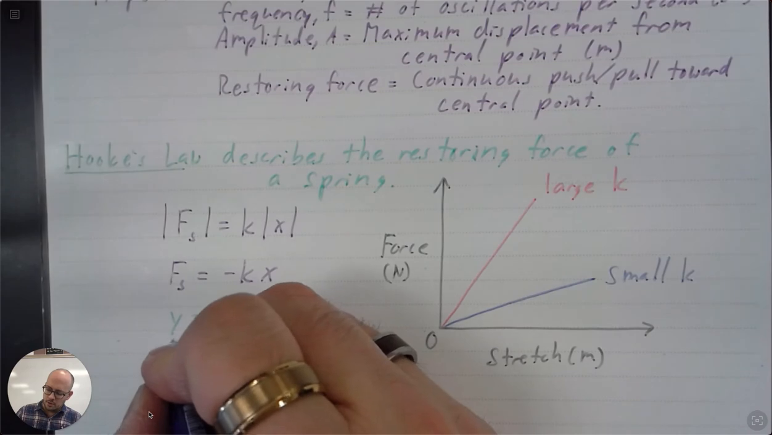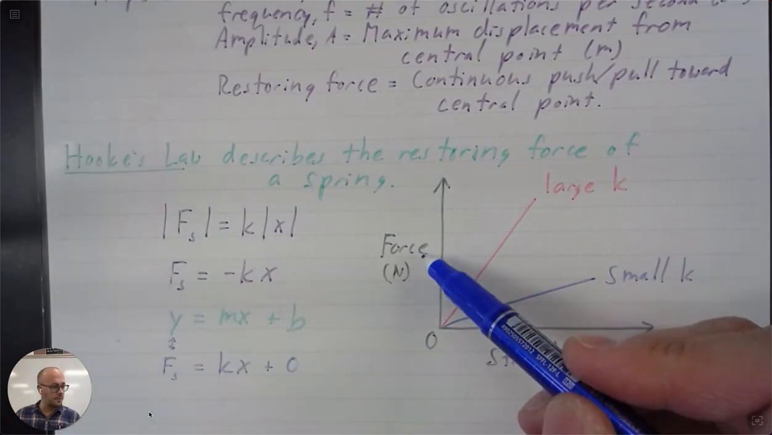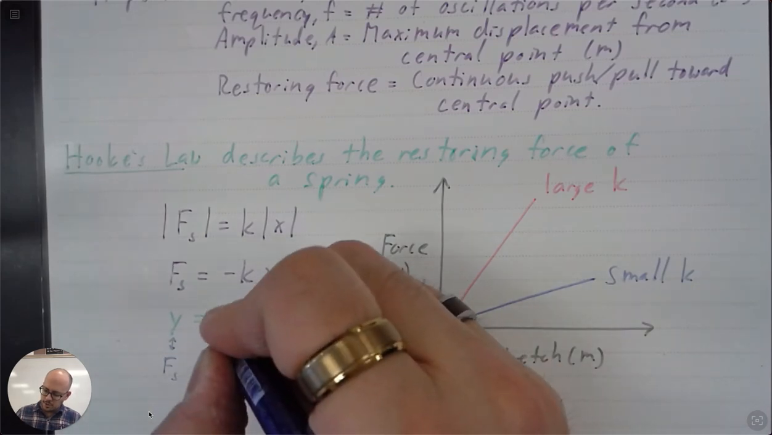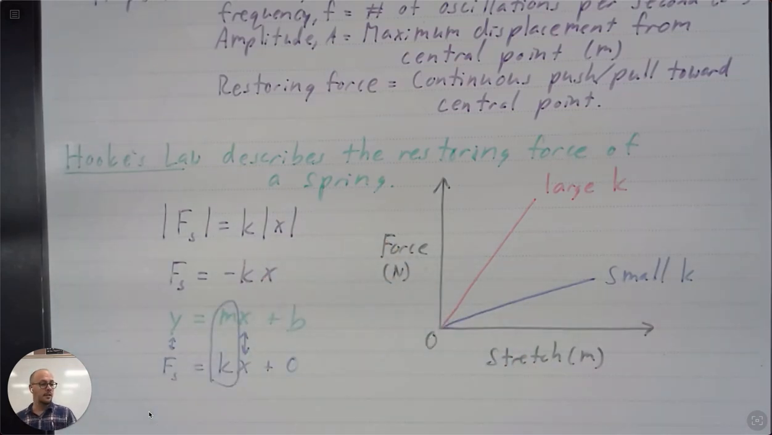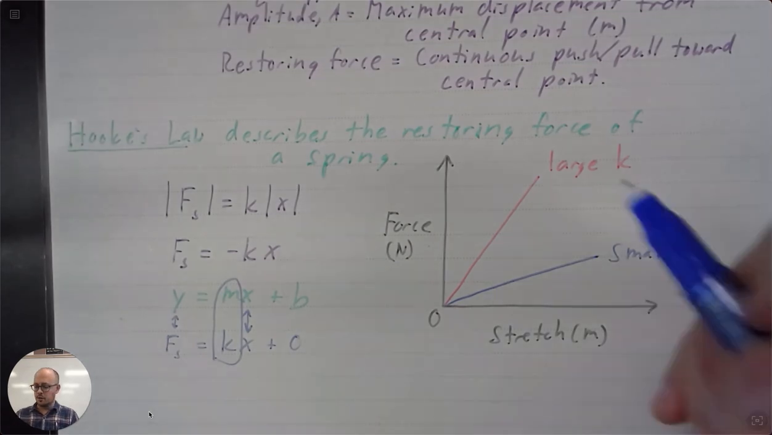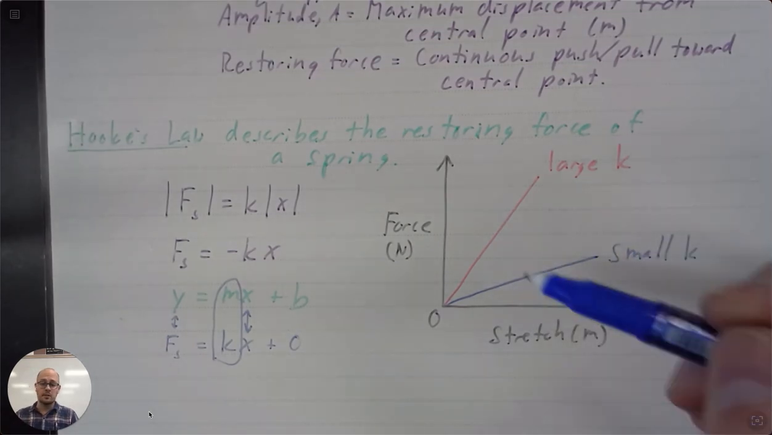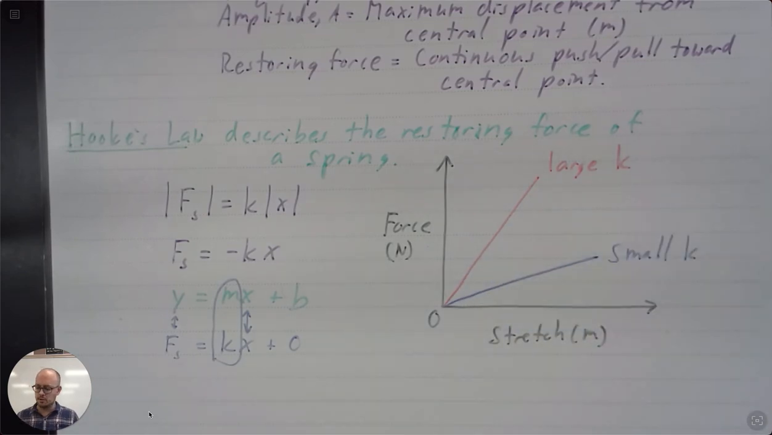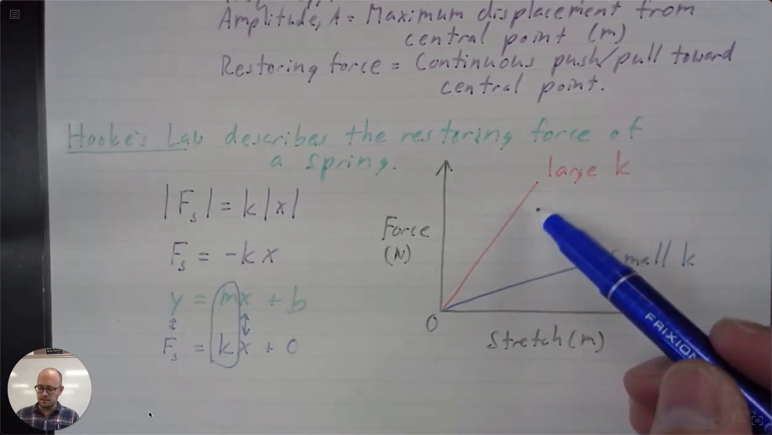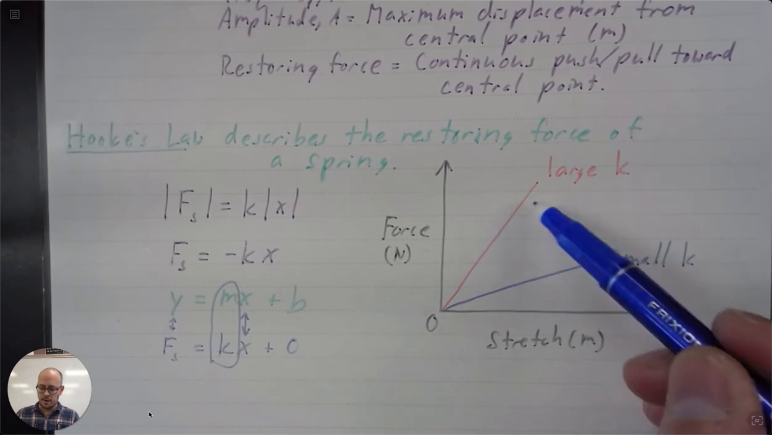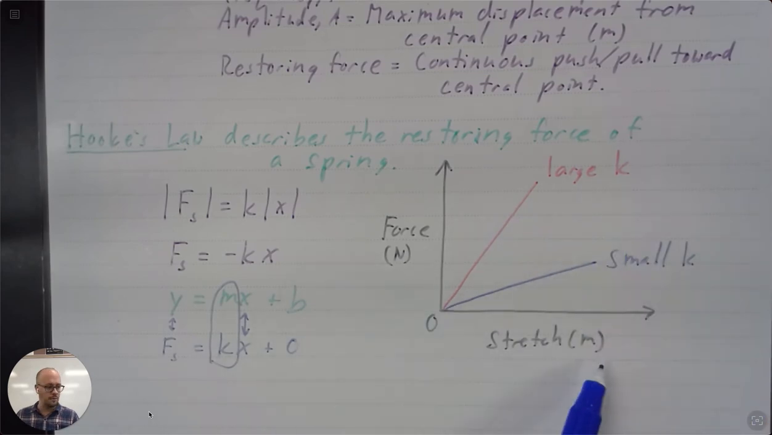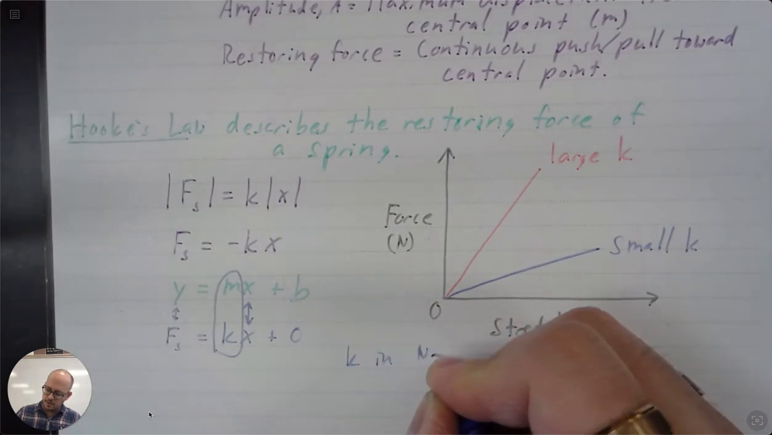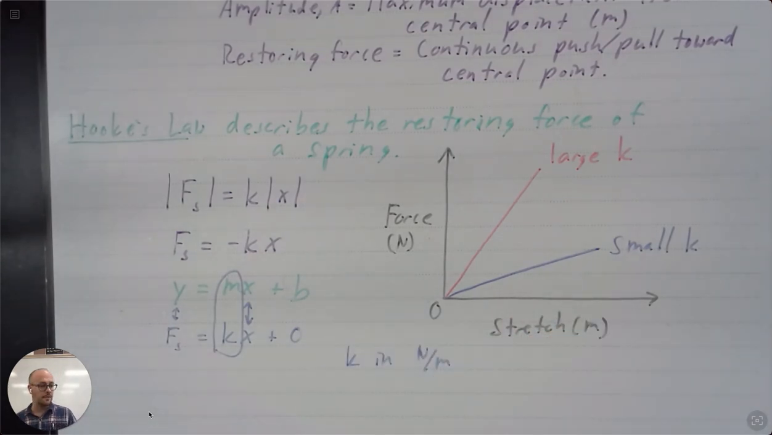So, in a graph, the y-axis is the force, the x-axis is the stretch, and then most critically, the slope of the line is the value of k. The greater the slope of the line, the larger the k value, the faster that force ramps up with the stretch. And because k is the slope of this, rise over run would be newtons over meters. So in case you've forgotten, the value of k is in newtons per meter.